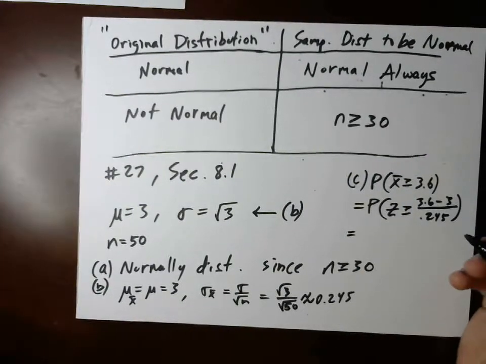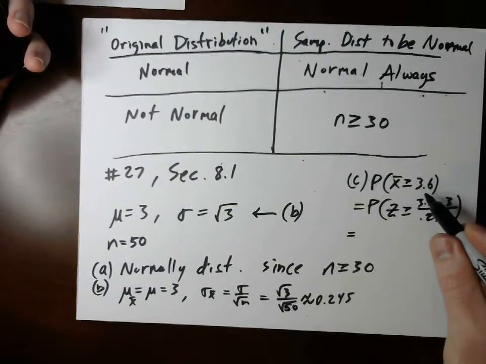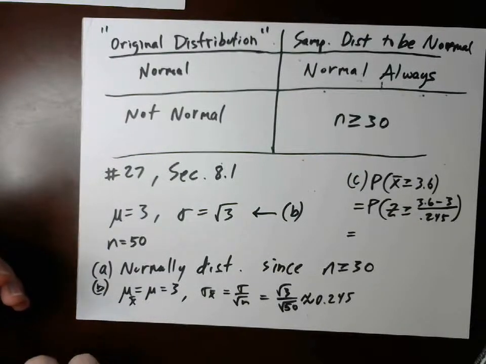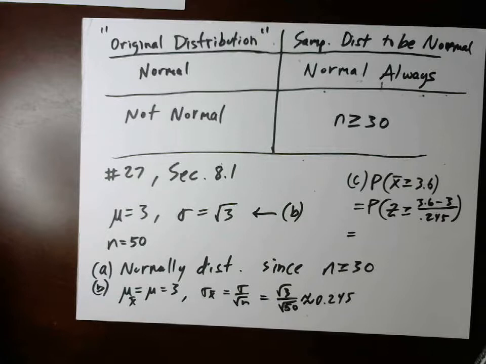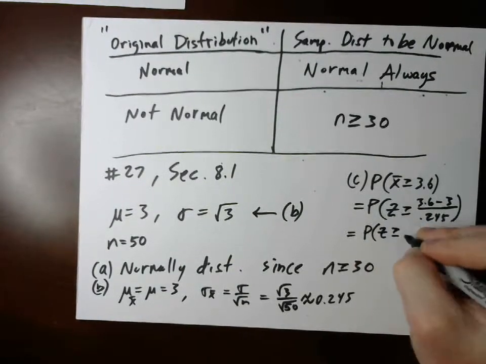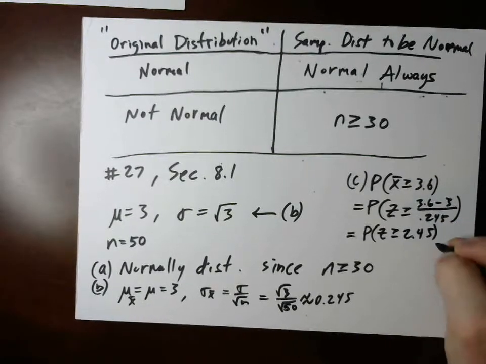So the probability that x bar is greater than or equal to 3.6 is equivalent to saying that the probability that z is greater than or equal to 0.6 divided by 0.245, which is 2.45. So that's the probability that z is greater than or equal to 2.45, approximately. Okay?